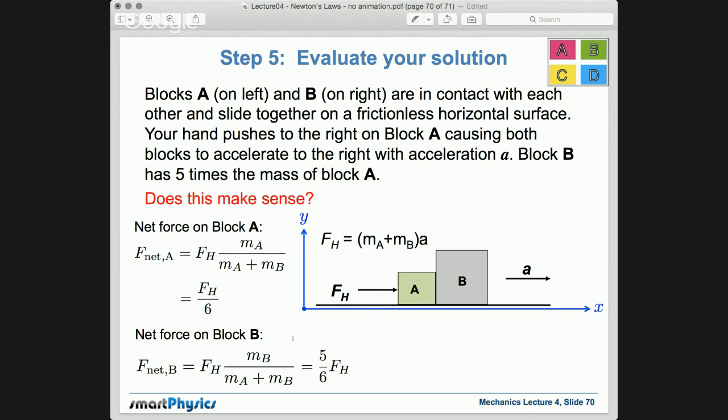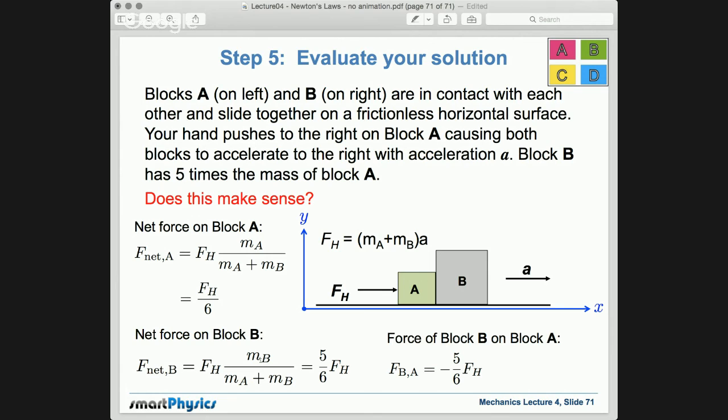That basically says that the hand is pushing block A, causing both blocks to move. Only 1/6 of that force is actually accelerating block A, and 5/6 of that force is accelerating block B. What this means is that block B is in fact pushing to the left on block A, with a force of 5/6 FH.